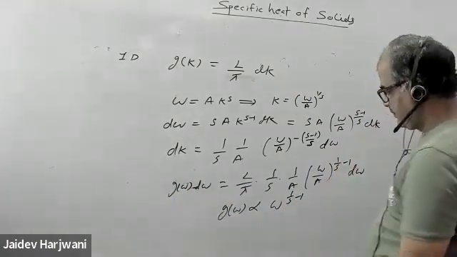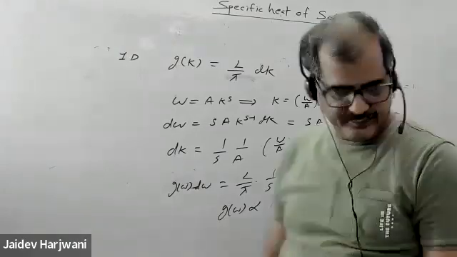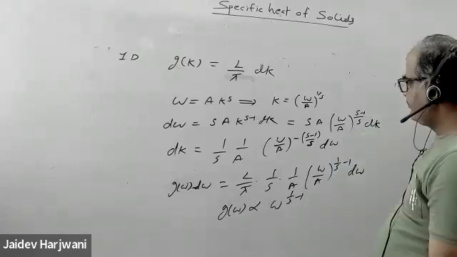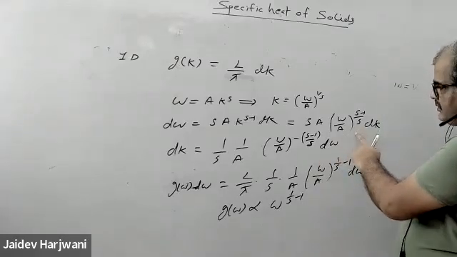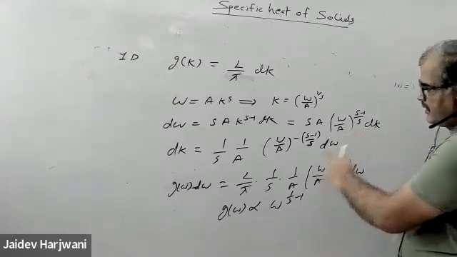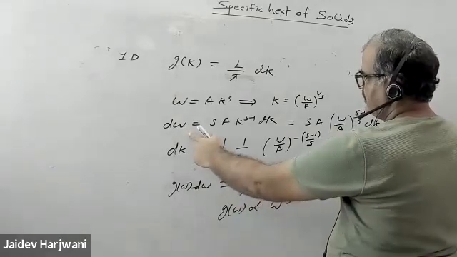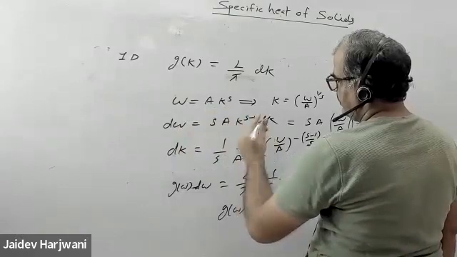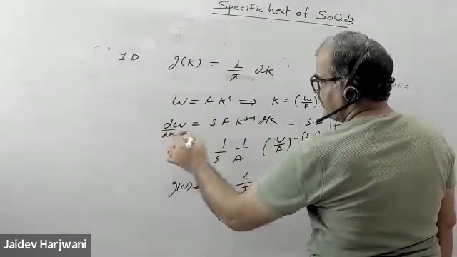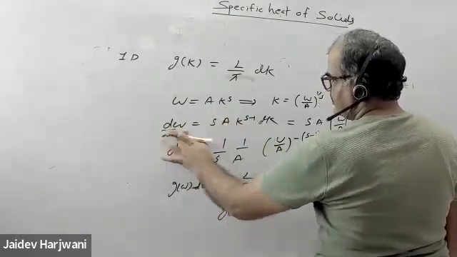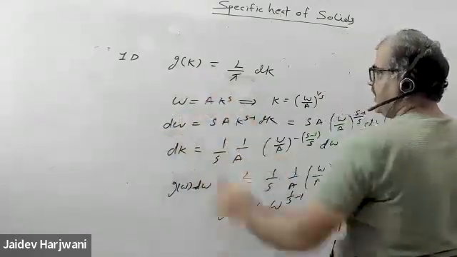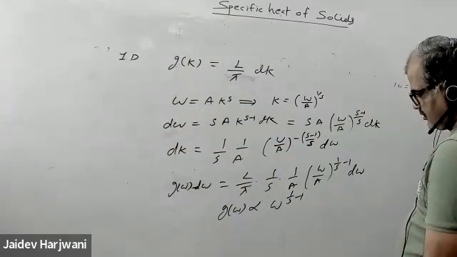Sir, I have one doubt. In this d omega, why have you written s minus 1? Which one? This side, the d omega on the right hand side. You're differentiating, no? You're doing d omega by dk, so this becomes s a. We have a relation and we want to change this k into omega, no.